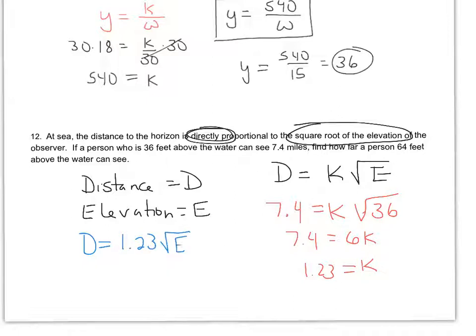And then of course the final part of this problem says, how far can a person see who is 64 feet above the water? So we'll simply plug in 64. So the square root of 64 is 8, so we get 1.23 times 8, which is going to give me 9.84. So this person can see a distance of 9.84 miles.